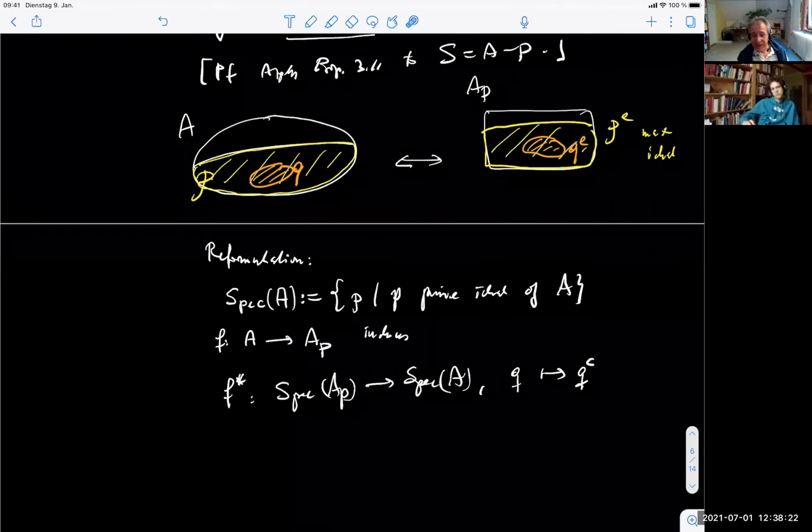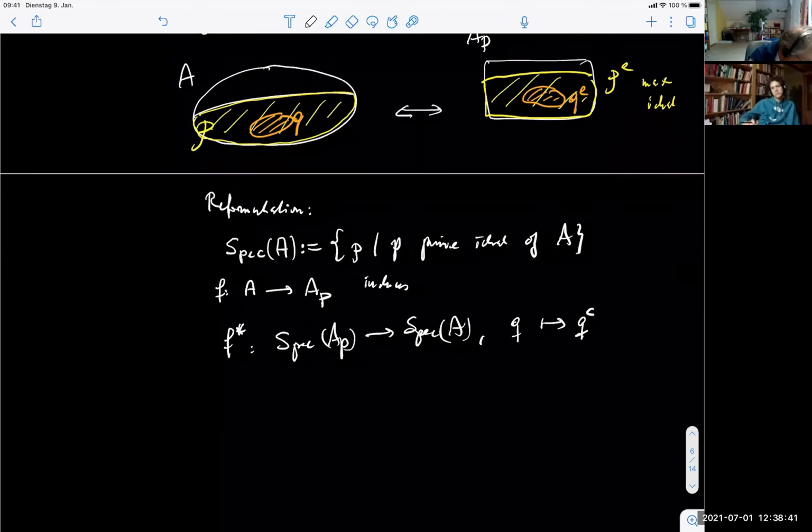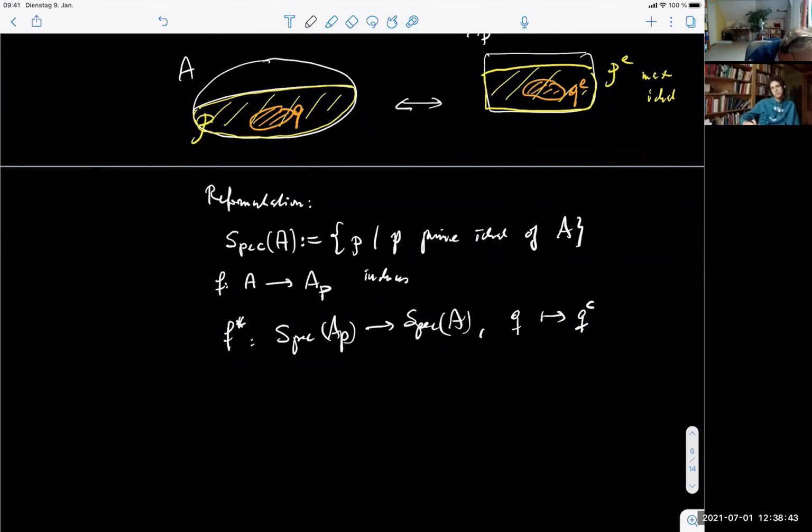You clearly see that I can have this F star for any map. Here I could have any ring homomorphism from A to B. I would get the corresponding map from the spectrum of B to the spectrum of A, exactly by doing that. But here we can say more. We can say that this map F star is also injective, with image.